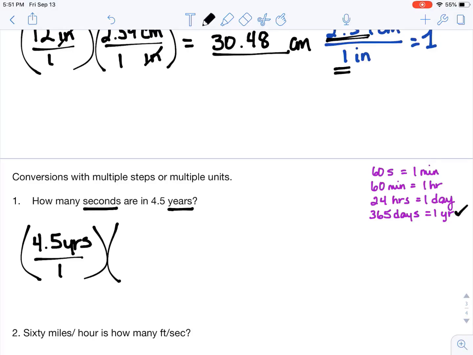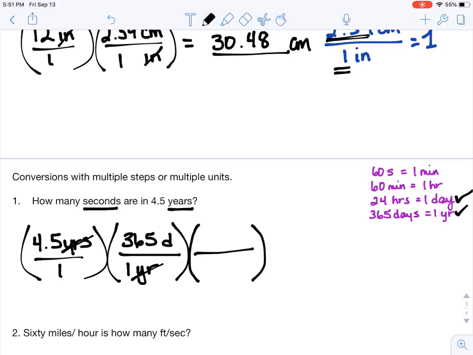And the answer is yes. I have my relationship of 1 year, 365 days, which I'm going to abbreviate with a D just for ease. So I can cross out years, and so I'm making some progress. But I don't want to answer in days. I want an answer in seconds. So my next question is, how do I get rid of days?